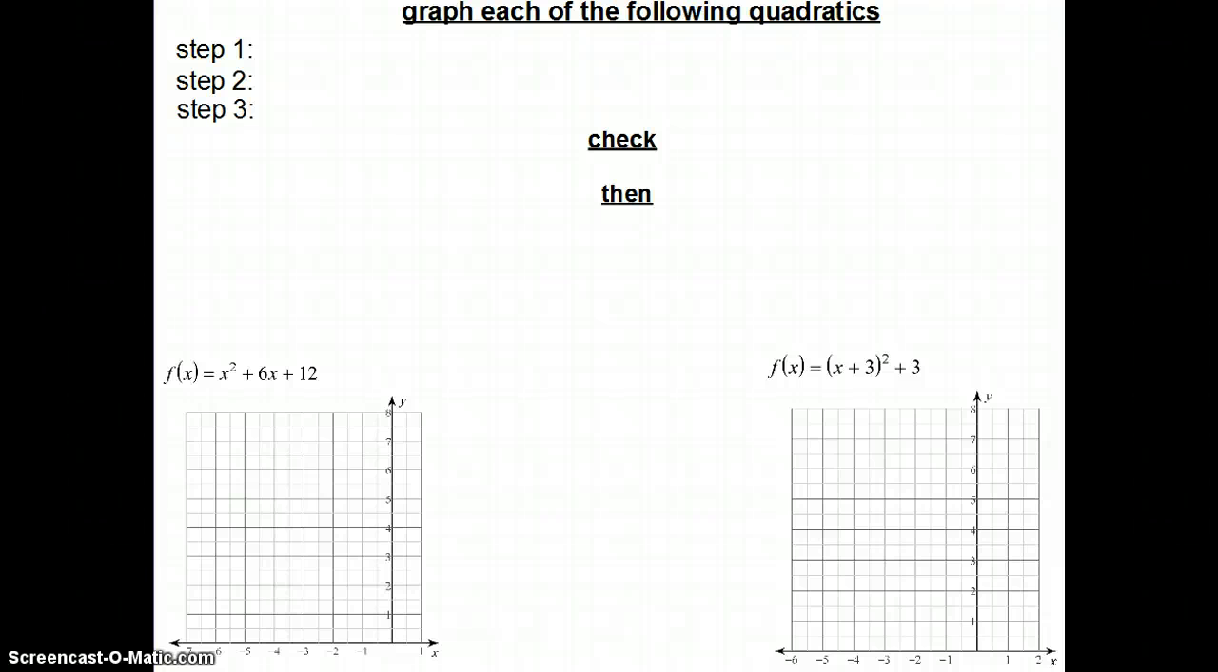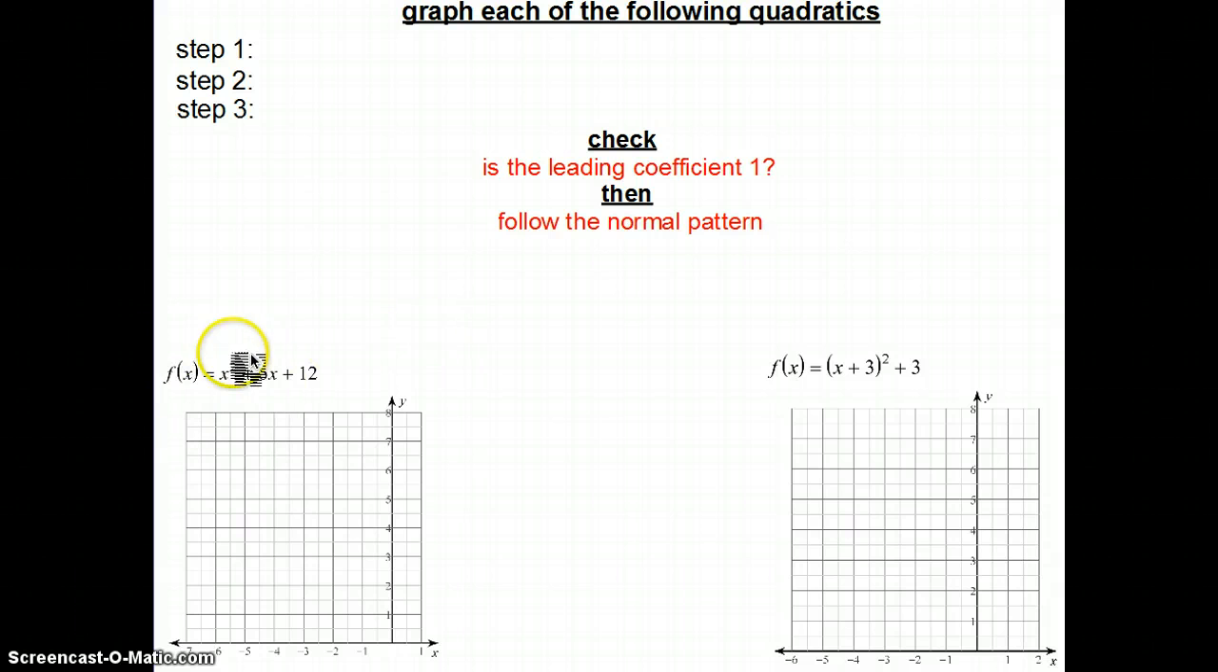Here I'd like you to try this slide on your own. First thing you need to do is check, is the leading coefficient 1? This should be your very first step. Then, if it is, which in these cases your leading coefficient is 1 because in front of the x squared there are invisible 1s. Since this is the case, you're going to follow the normal pattern which I displayed to you on the previous slide. So go ahead and pause the video and try these 2 on your own.